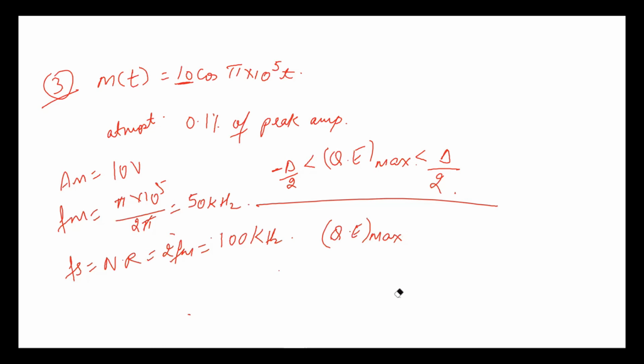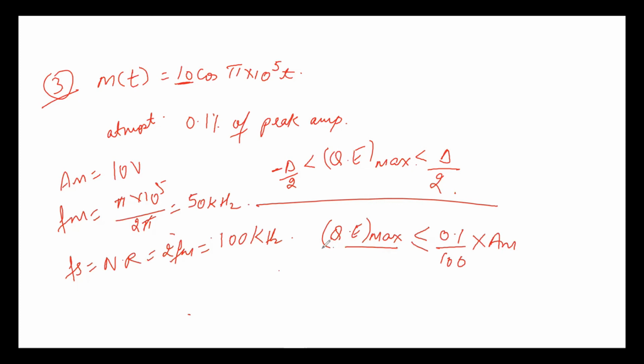Yes, maximum quantization error should be at most 0.1%. It means that it should have the maximum value of 0.1% of peak amplitude. So it should have the maximum value of this much quantity. So quantization error maximum can be less than or equal to 0.1% of peak amplitude of message signal, which is Am.